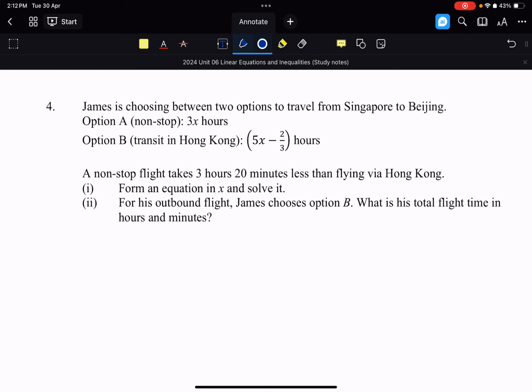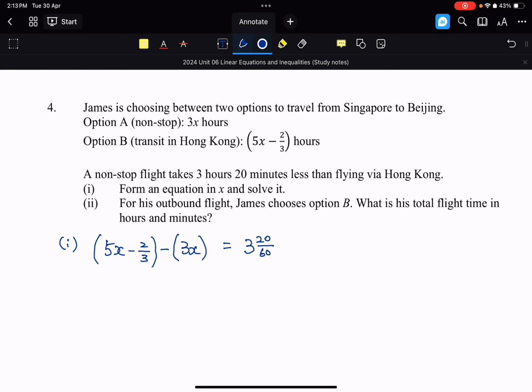So what can we do over here? We can have the time taken if you go to Hong Kong, 5x minus 2/3. Then you find the difference, subtracting option A, non-stop. The difference is equal to 3 hours and 20 minutes, which is 3 and 20/60 hours. So this is in terms of hours, and from here I simplify.